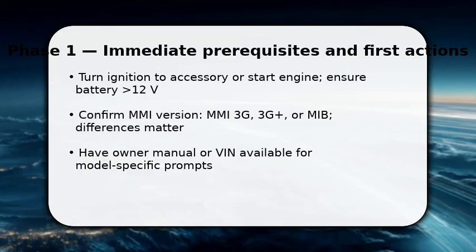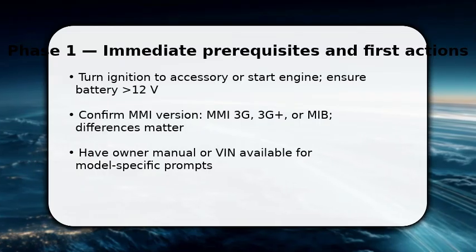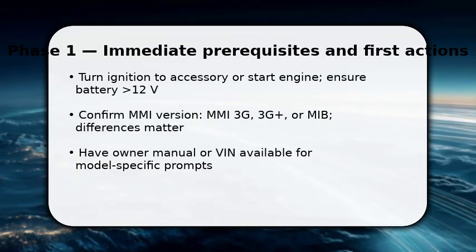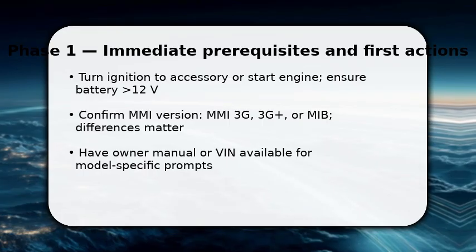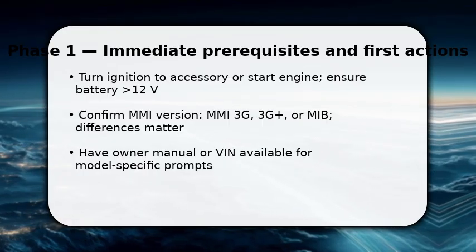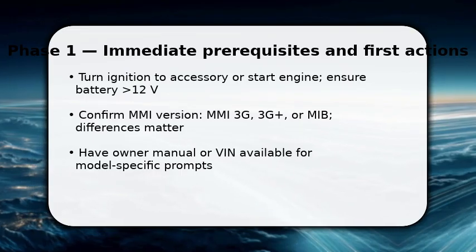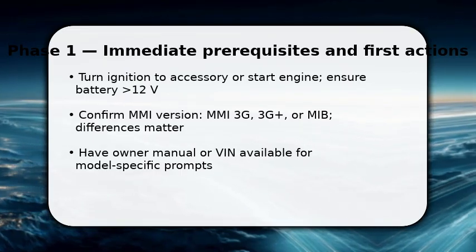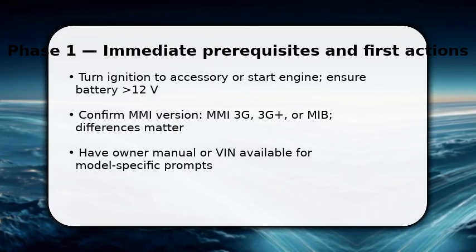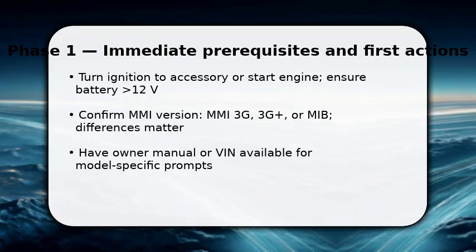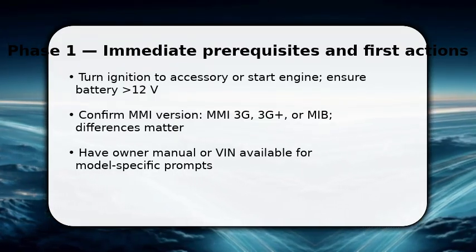You start by powering the car and opening the MMI system. Do this now. Once the system boots, check the MMI version in the top corner, MMI 3G, 3G Plus, or MIB, because menus differ. Make sure your ignition is stable and the battery shows healthy voltage. If it drops, settings may not save. Keep the owner manual or VIN handy for model-specific cues.